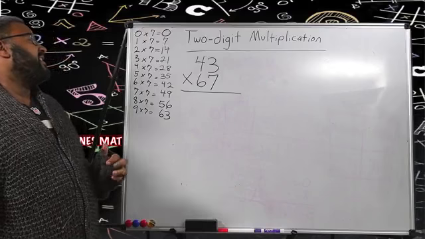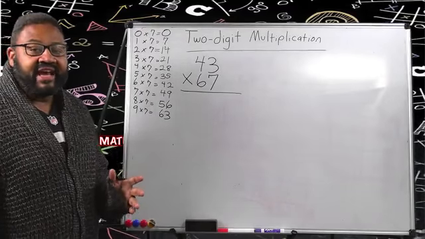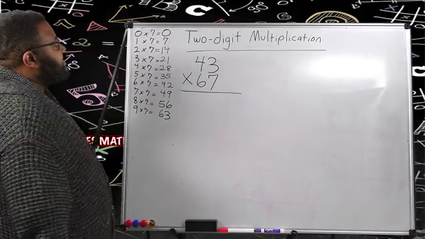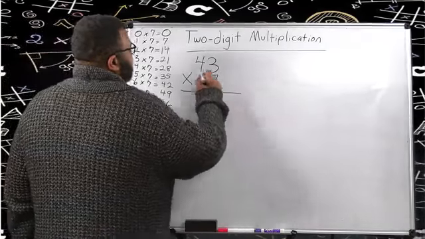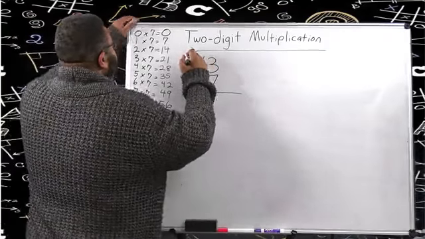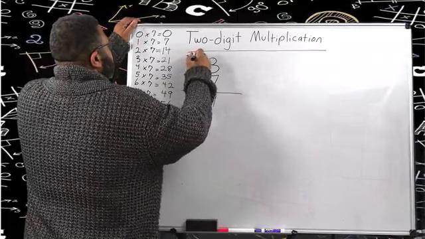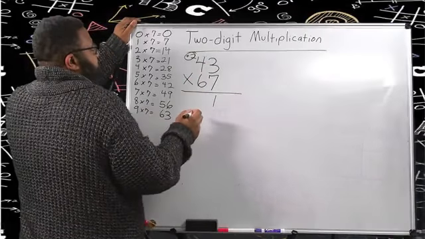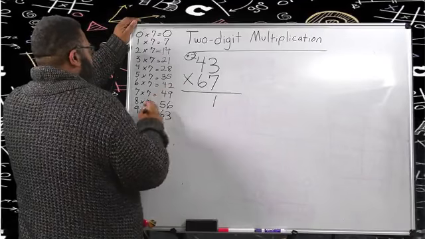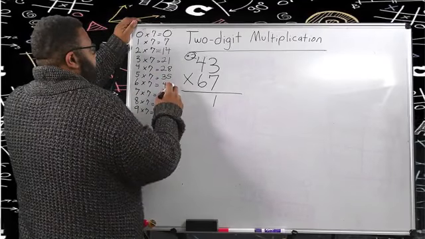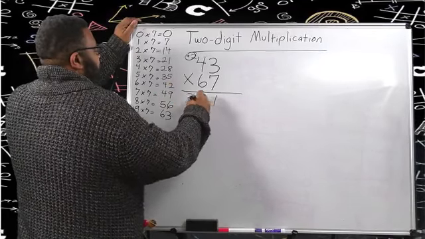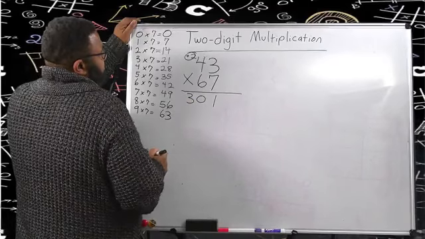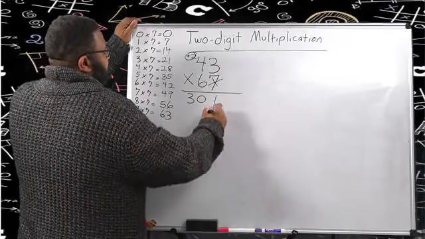Now, I can do Daddy's way, the traditional way. 7 times 3 is 21. Write the 1, carry my 2. And that would be 7 times 4, which we said was 28, 29, 30. Cross the 7 out, do a placeholder.